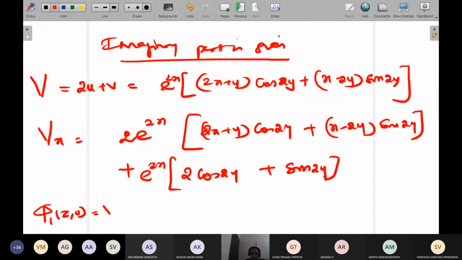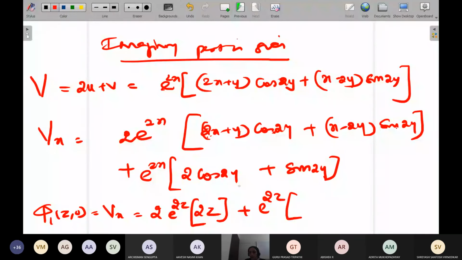What will happen? I'll get 2 into e power 2z. When I put cos 0, this will become 1. So here 0, this will become 2z. What about here? I'll get sin 0, 0. Everything is 0. This term is over. Plus e power 2z into cos 0 is 1, which is 2. Sin 0 is 0.